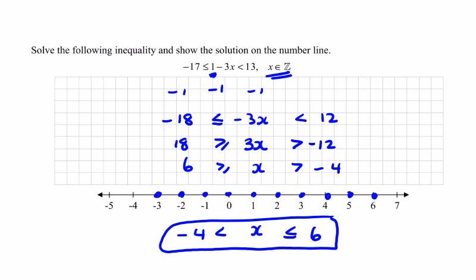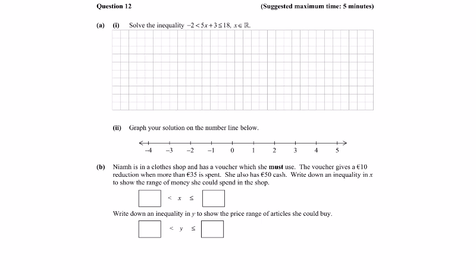So hopefully you're getting good at these by now. Repetition, the key in maths. What do I do here? I take away 3. I can do this in one step now. You've all seen this done. -5, I'm taking 3 from -2. I'm taking 3 from 3 to leave the 5x on its own. I'm taking 3 from 18 to get 15. Dividing by 5 to get -1 less than x less than or equal to 3.